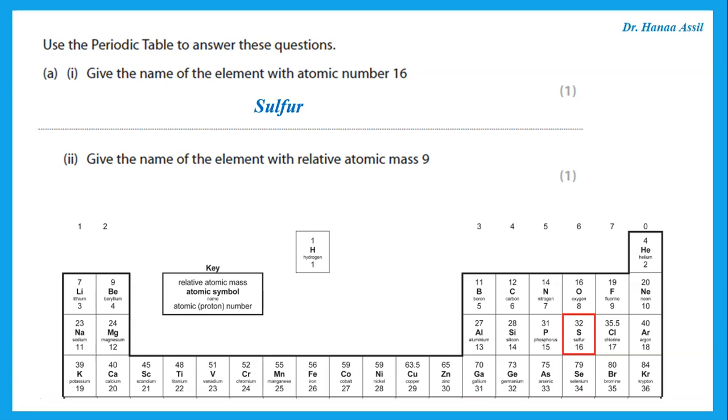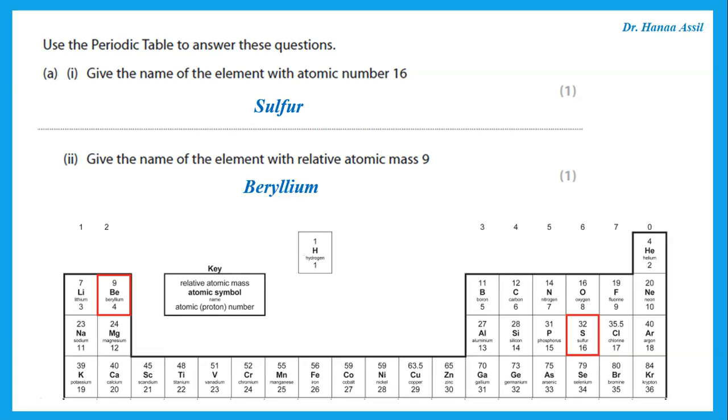Give the name of the element with atomic mass of 9. Atomic mass, of course, is the larger number. So which one has its larger number 9 or mass number 9? That is beryllium.